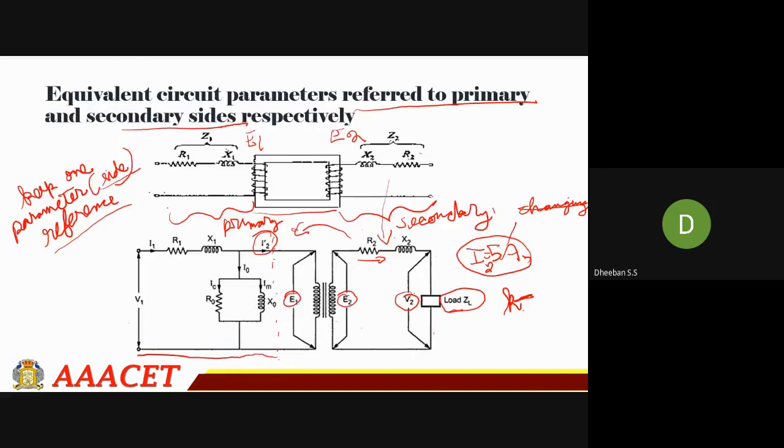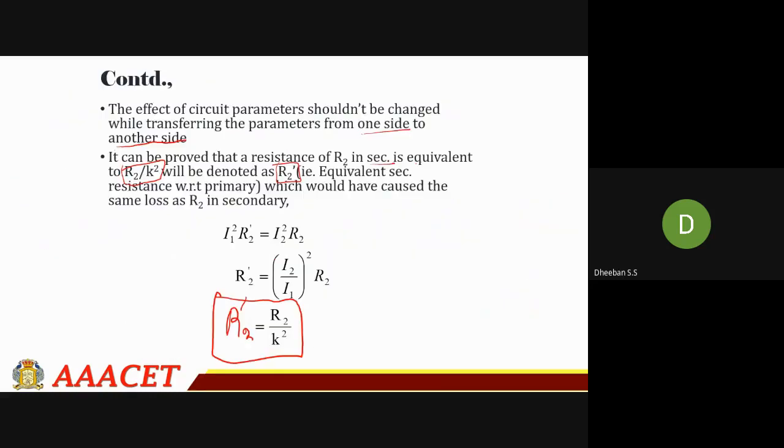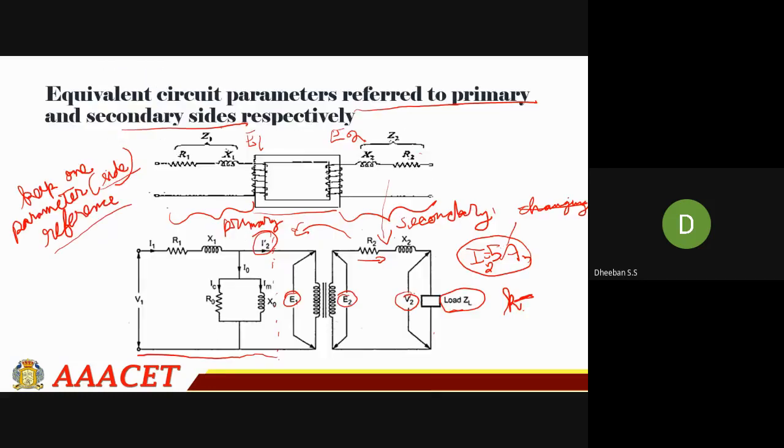This is the case if you are bringing your load side or the secondary side resistance with reference to your primary side. Here they are saying how they are deriving the relation: the equivalent secondary resistance with respect to your primary, which would have caused the same loss. As I said in the first case, the parameter current should not vary when you are converting from your secondary to primary.